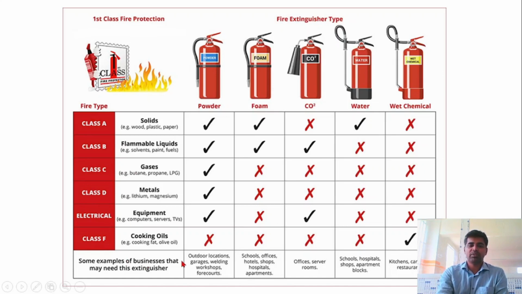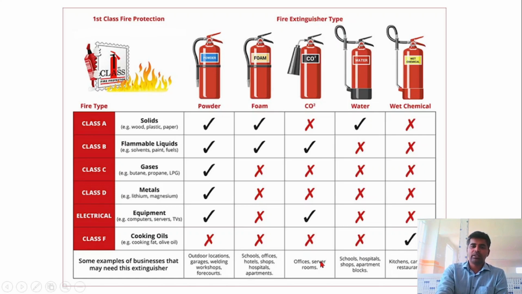Here are some examples of businesses that may need these extinguishers. In outdoor locations, garages, and welding workshops, we can use a powder extinguisher. And in schools, colleges, offices, hospitals, or any service apartments, we can use a foam type extinguisher, because there only two types of fire could happen most of the time, that is solids and flammable liquids, class A and class B fire.